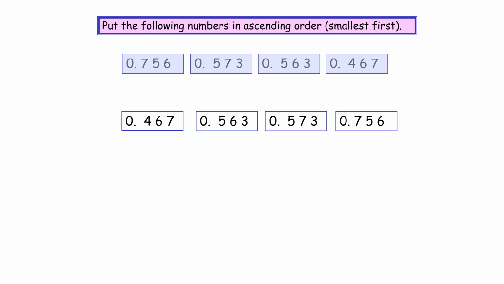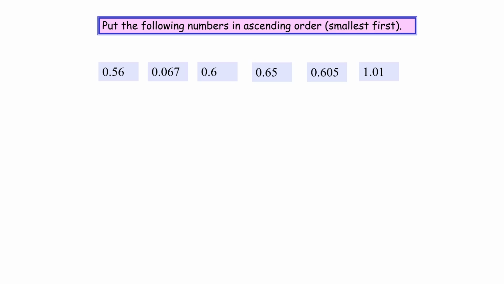Let's have a look at another example. So if we have a look at this example here, again we're going to put the numbers in ascending order, smallest first. The issue we have with smallest to largest is that they're not all the same length. This is 0.56, this is 0.067, so that's got 3 digits after the decimal. 0.6, only 1, 0.65, 0.605, and then 1.01. In this case, another method you can use is to list them and give them the same number of digits after the decimal. So we've got 0.56 here.